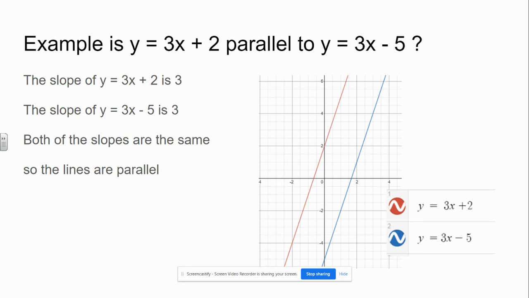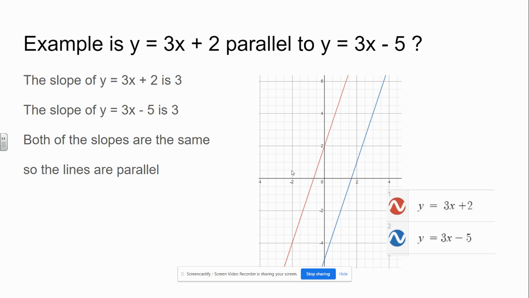All right, so the example, y equals 3x plus 2. Okay, so the question is, is that going to be parallel to y equals 3x minus 5? So y equals mx plus b. M is the slope, b is the y-intercept. So the slope of the first line is going to be 3 because it's the number in front of the x, and the slope of the second one is going to be 3 because it's the number in front of the x. So both of the slopes are the same.